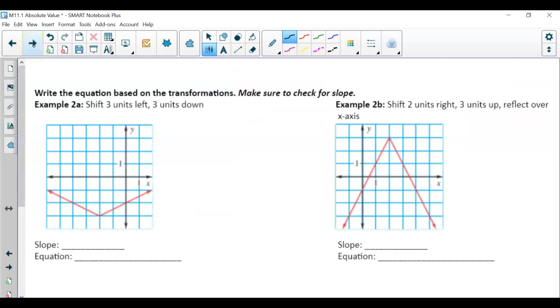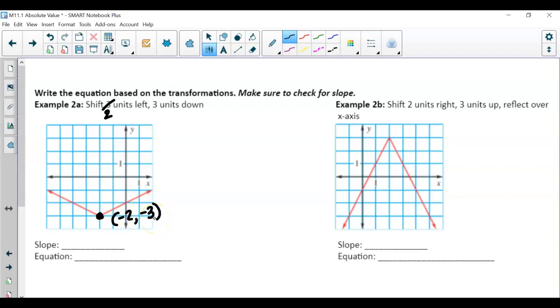So now we're going to write the equation, but make sure to check the slope. So like here, for example, we're shifting 3 to the left and 3 down because this is your vertex here. So notice the vertex. Oh, I'm sorry, that's a typo. Sorry, my fault, y'all. So that should be 2 units to the left, 3 units down because we go left 2, which makes this negative 2, and down 3, so negative 3.